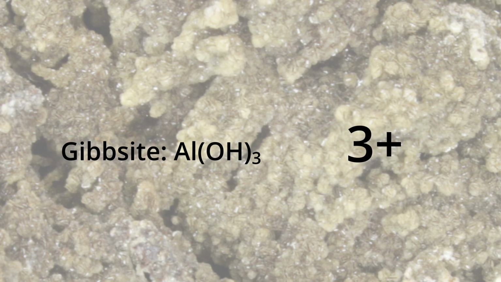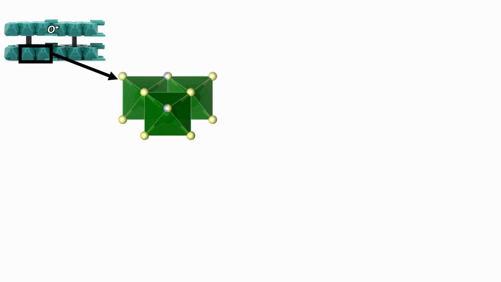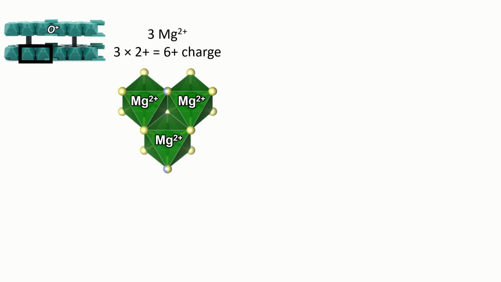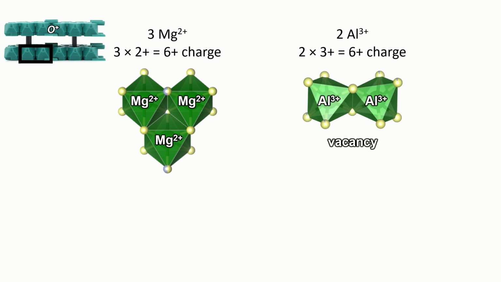How is this possible? Well, imagine that this honeycomb of M sites is separated into groups of 3 M sites. If all 3 M sites are occupied by magnesium, then we get a charge of +2 times 3, which equals +6. But a charge of +6 could also be rearranged into 2 sites, each having a charge of +3 plus a vacancy. That is, a site with nothing in it, which looks like this.